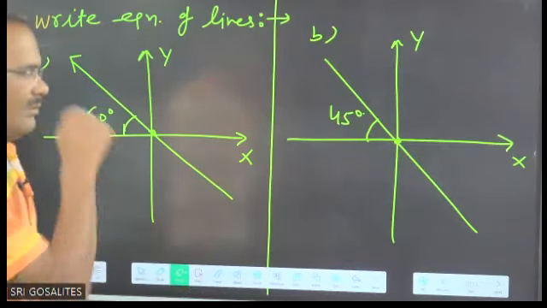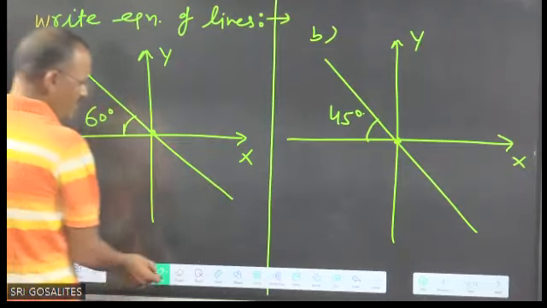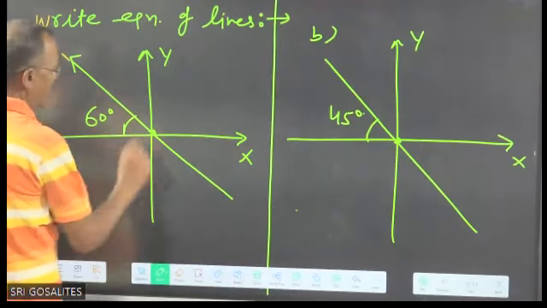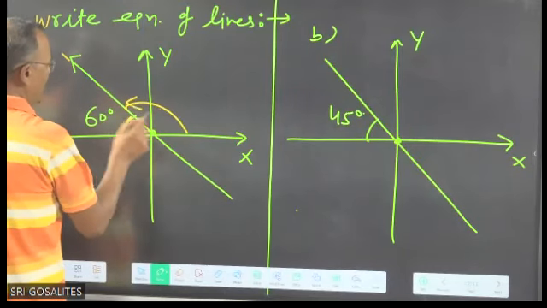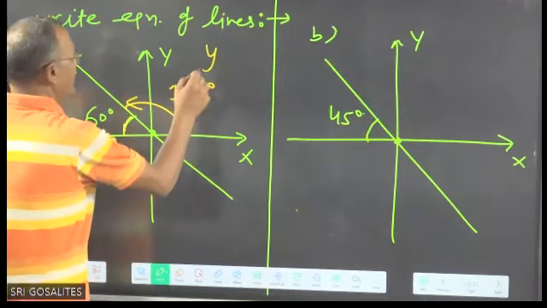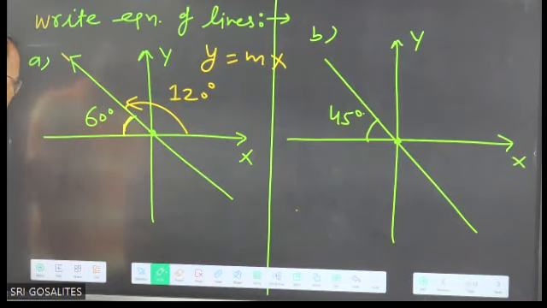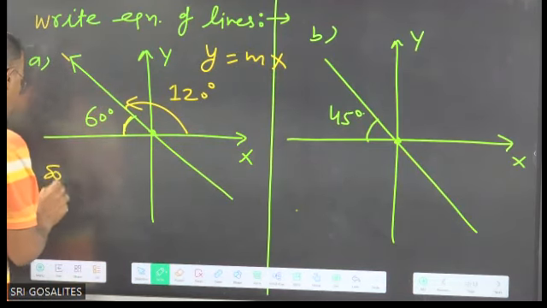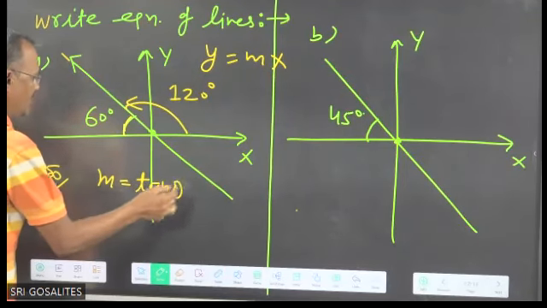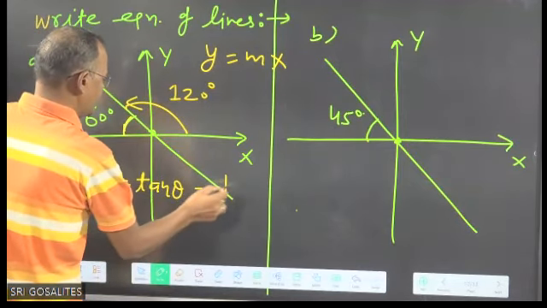Fine. Okay. So now it's the end of time. Bacho, we will solve the first question first of all. This line is like this, this is 60, then with the x-axis, how much angle will it make? 120. The equation of such a line passing through the origin is what? y equals mx. So, what is the m? Come on. tan theta. What's the theta here? 120.